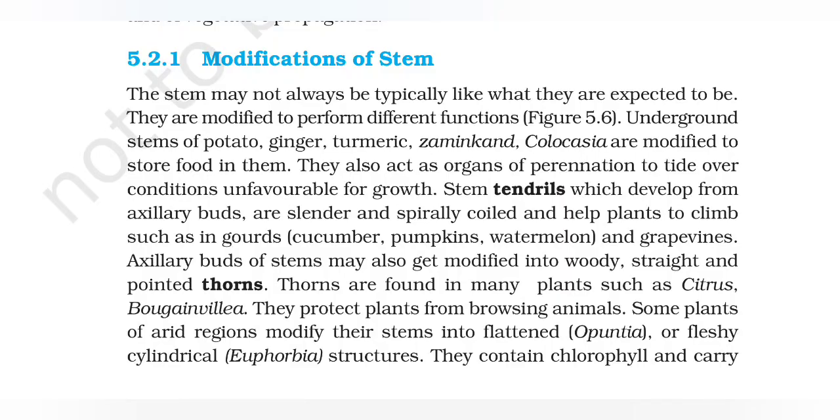Underground stems of potato, ginger, turmeric, zamikand, colocasia are modified to store food in them. They also act as organs of perennation to tide over conditions unfavorable for growth. Stem tendrils which develop from axillary buds are slender and spirally coiled and help plants to climb such as in gourds, cucumber, pumpkins, watermelon and grapevines.